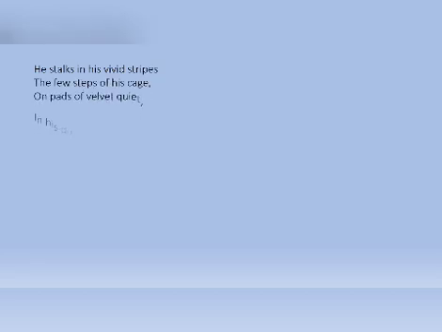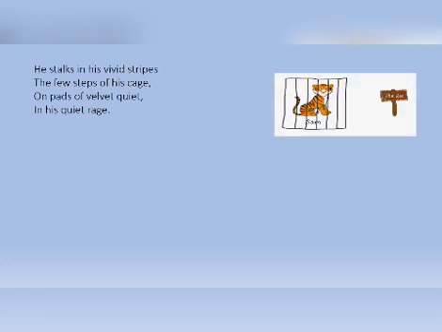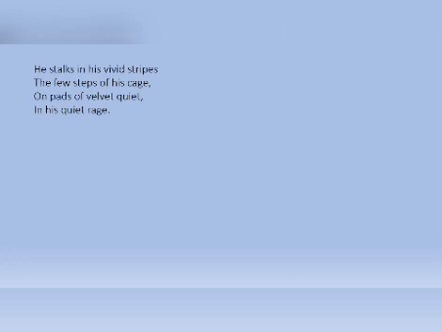He stalks in his vivid stripes the few steps of his cage, on pads of velvet quiet in his quiet rage. In this stanza, the poet describes the appearance of the tiger in the zoo and its daily movements. He says that the tiger moves up and down of his cage. The stripes on its body can be distinguished, even seen from far, as they are darker in color than the rest of its coat. The tiger walks quietly without making a sound because of his smooth velvet pads.